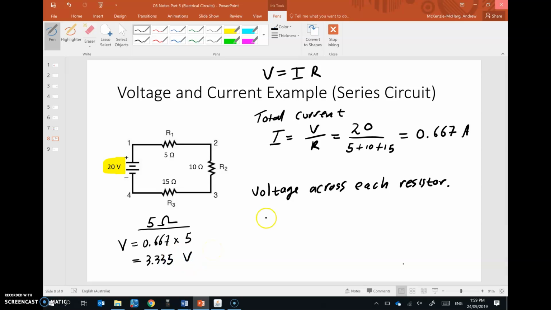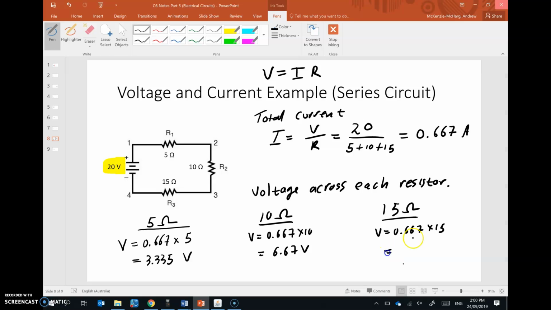Now, for the 10 ohm resistor and the 15 ohm resistor, we use a very similar calculation, except the resistance will change. You might feel confident enough to pause the video and try that one on your own. Then I'll have a go at both of them. Okay, so for the 10 ohm resistor, 0.667 times 10, which is going to give 6.67 volts. The 15 ohm resistor, V equals 0.667 times 15.